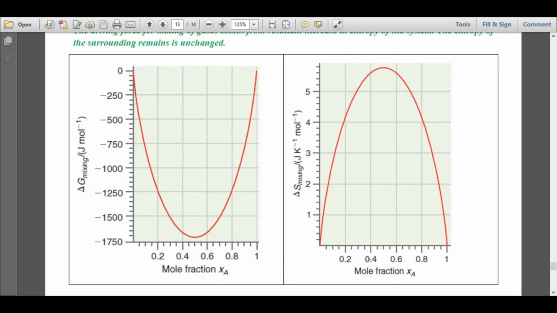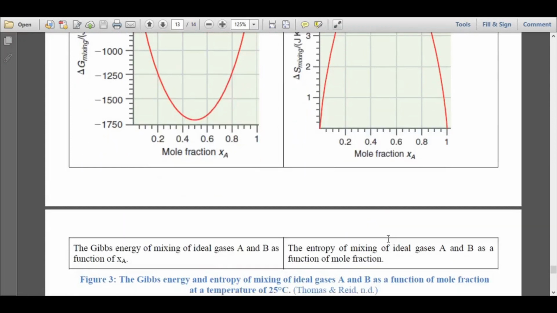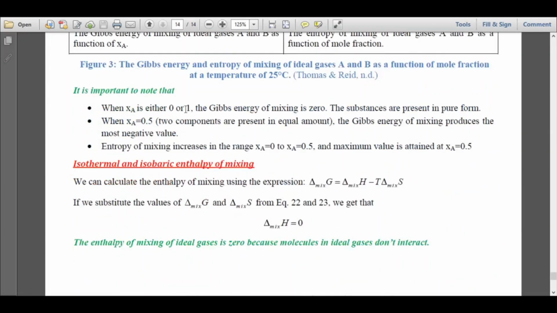Now the opposite happens in the case of entropy change. When the mole fraction of component A is 0 or 1, delta S entropy change is 0. When the mole fraction approaches 0.5, or a mid-range value, the entropy change achieves its maximum positive value. Again, we know that a positive value means the process is spontaneous. So at 0.5 mole fraction, the entropy also shows that the process is highly spontaneous in nature. This is the same explanation as I discussed now.